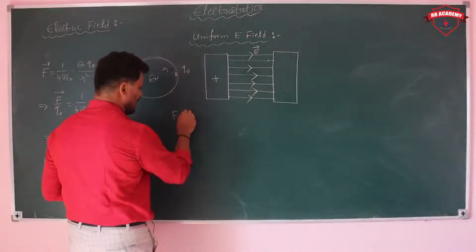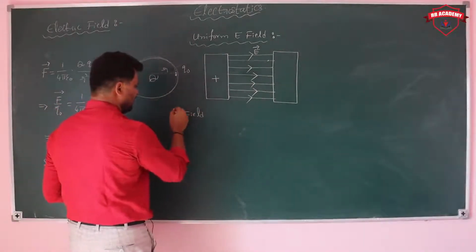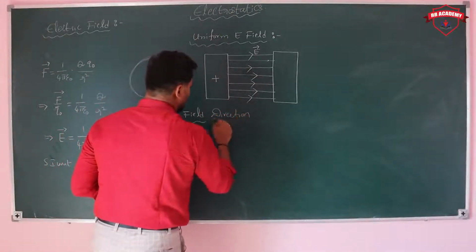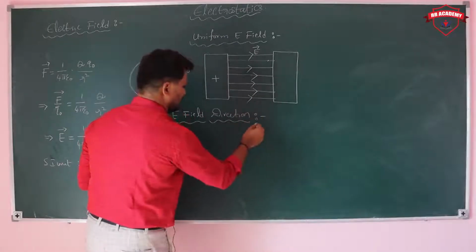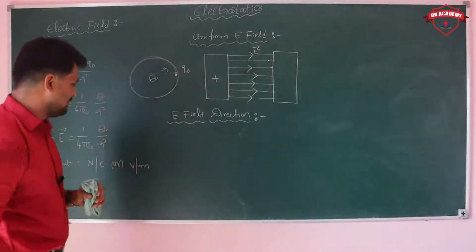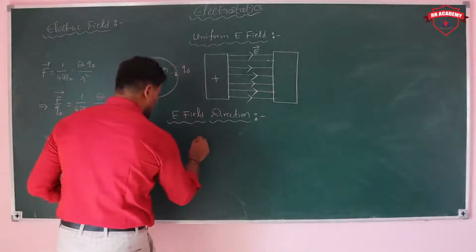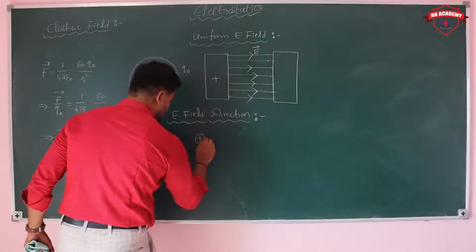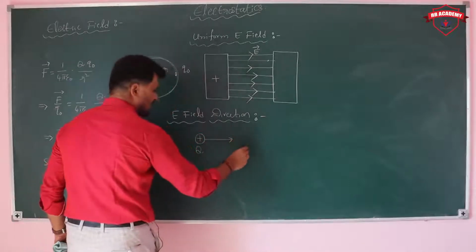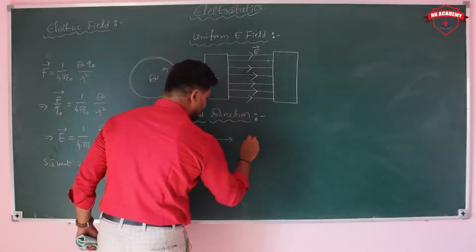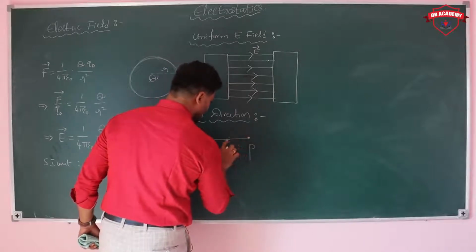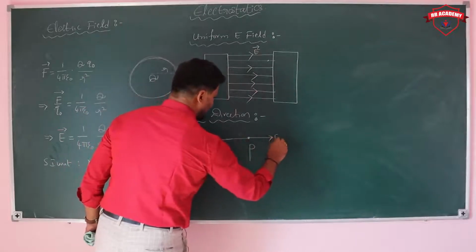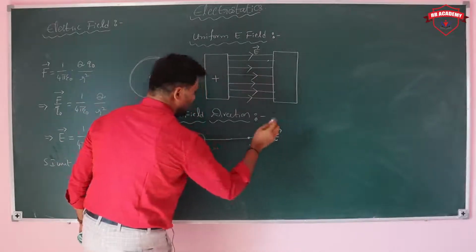Field direction, electric field direction, very important here, because we already mentioned that it is a vector quantity. Let's see here. Here I am considering a positive charge. For a positive charge, the electric field acts away from that. Say you want to calculate the field strength at a point P. Then the field strength is acting away from the charge.